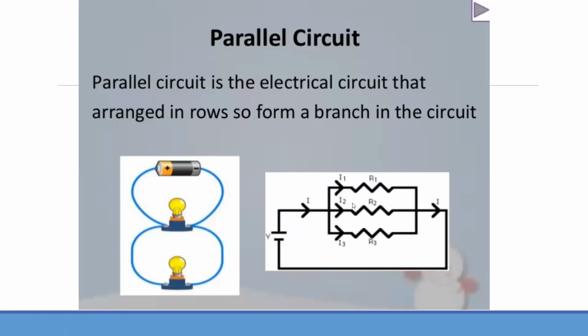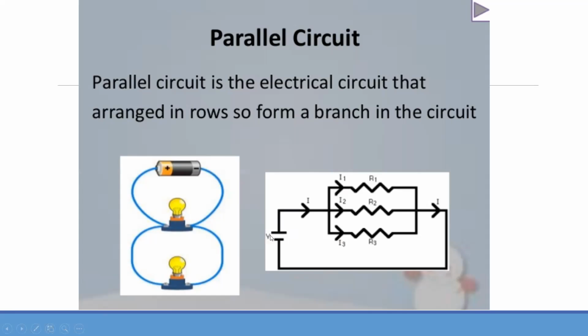The parallel circuit means that they are arranged in rows. So we have branches in the circuit. They are arranged in rows. The first one, they are arranged in sequence. This, they are arranged in rows. How do we draw them? As we see here.